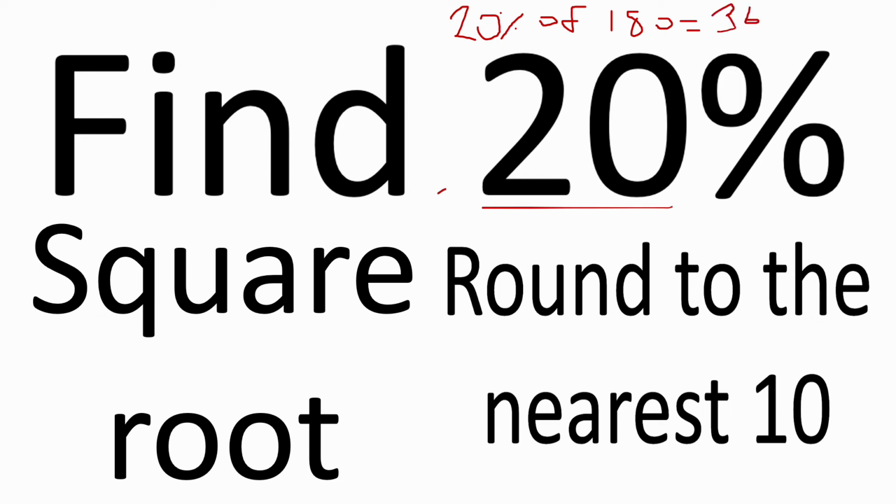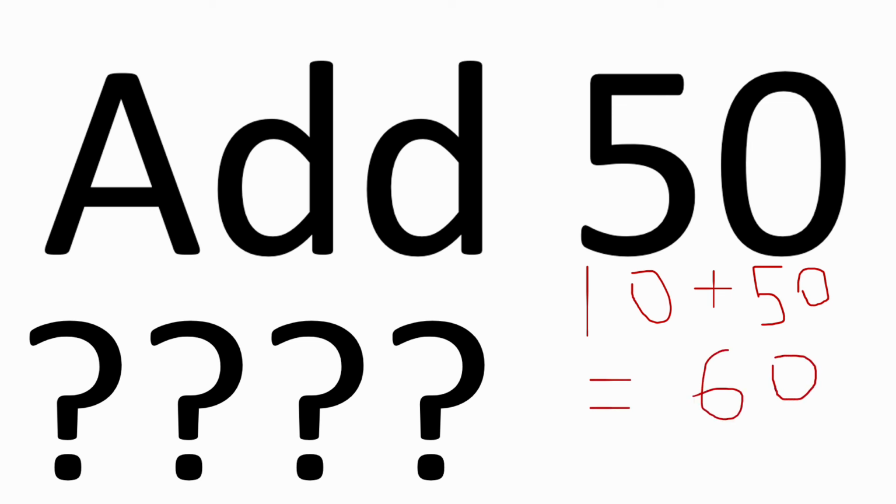I'm now going to work out the square root. The square root of 36 is 6. The next part says round 6 to the nearest 10. Well, 6 is closer to 10 than it is to 0, so the answer would be 10. 10 add 50 gives us our golden answer. 10 add 50 is equal to 60, guys.